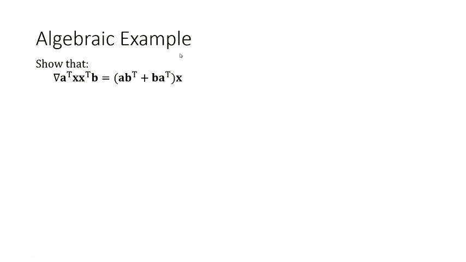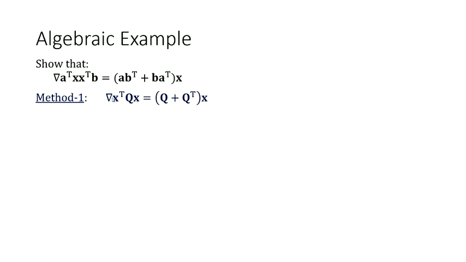Here's another algebraic example. This will be the last one. We'll differentiate A transpose X, X transpose B. A, X, and B are of identical sizes. They're vectors of the same size. And we have to show this.